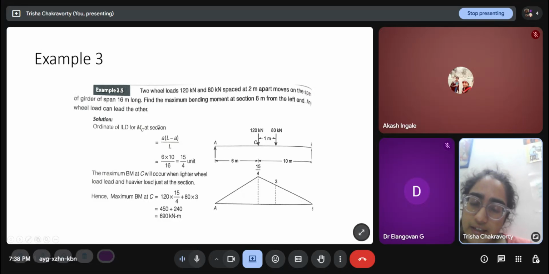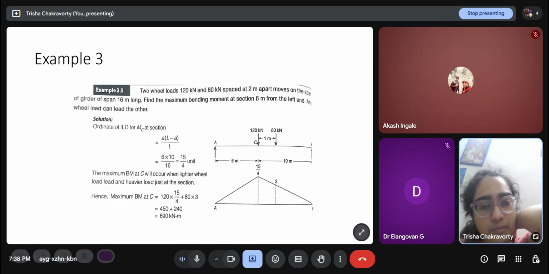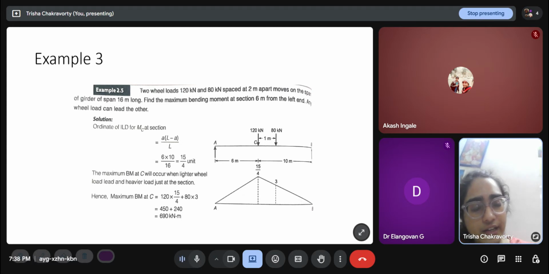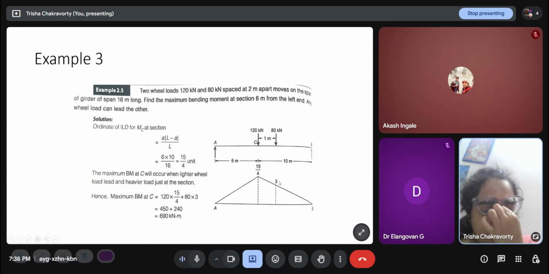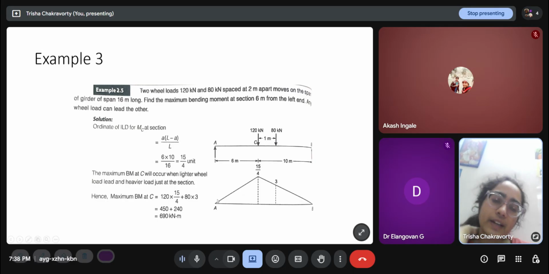Now this is a bending moment example. Two wheel loads, 120 and 80, spaced 2 meters apart, move on a girder of span 16 meters. Find the maximum bending moment at a section 6 meters from the left end. So now I draw the ILD for bending moment at this point C. This looks like this. We have already looked at how the simply supported beam bending moment ILD looks. So it's like this. You get the ordinate from the ILD.